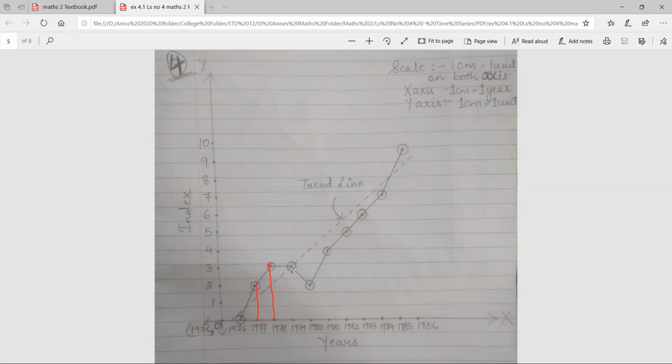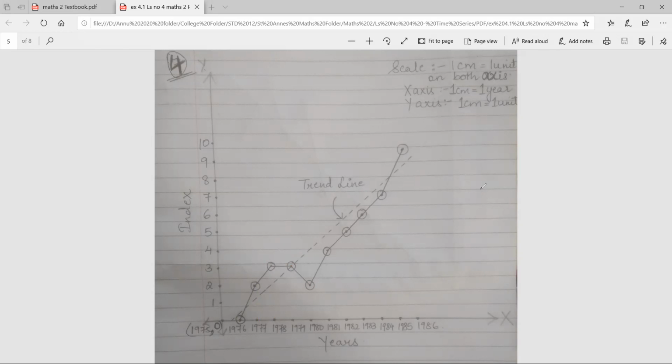The same value is for 1979, so again I plotted a point over here. 1980's value is 2, so I've kept the scale and measured and put a point at 2 over here. And in this way, I've plotted all the points as you can see and put a circle around them. Once you're done with the plotting of the points, the next step is joining the dots. You have to join the dots.